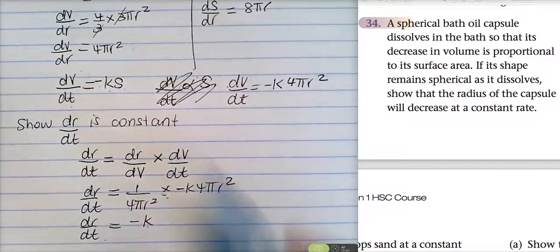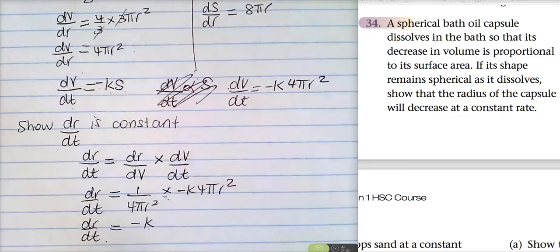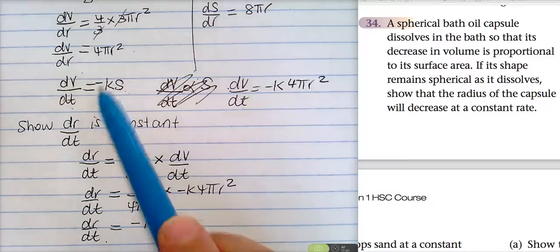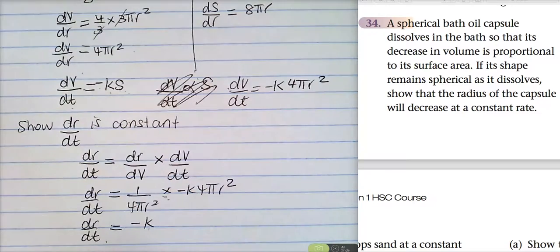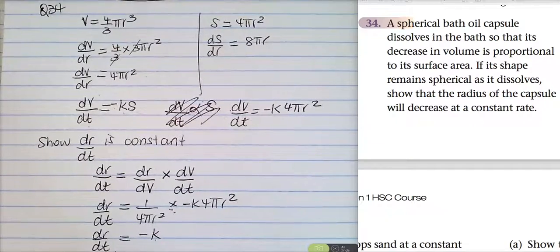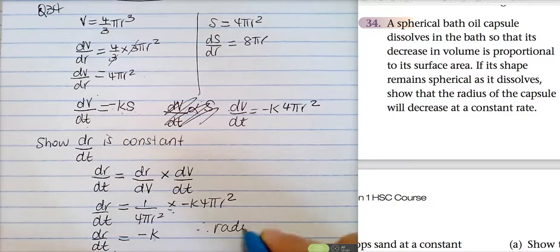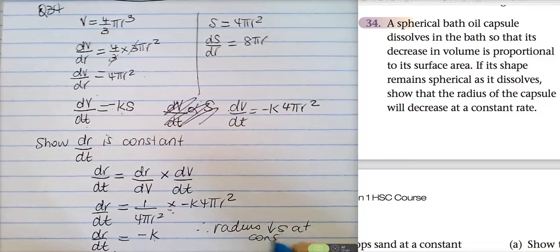So it's important to put the negative in because you were given values. If you were given values at specific times, like the volume was this initially and then it was that, and you didn't put the negative in, then your k should turn out negative. Therefore, radius decreases at constant rate. Good question. Okay.